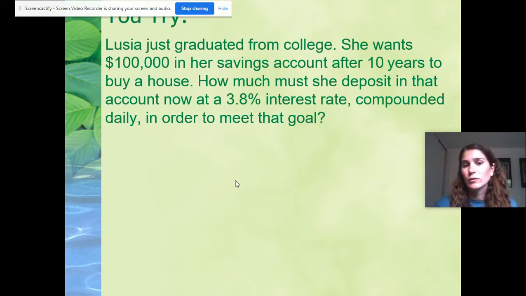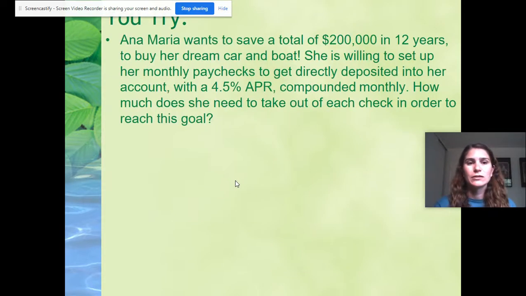Show me what formula you're using, the actual formula first, before you plug anything in. You should be identifying your variables, then plugging in your formula. Hopefully you guys can tell the difference between a single deposit versus a periodic deposit and know how to do that. And I'll be checking for this when I check your notes.